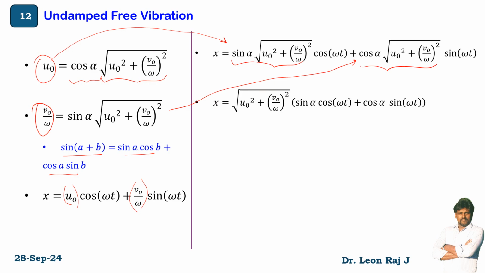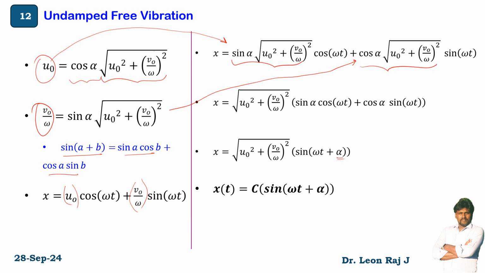Now the x response is equal to square root of u0 square plus (v0 by omega) whole square times (sin alpha cos omega t plus cos alpha sin omega t). So subsequently it is sin(omega t plus alpha). So this alpha is the phase angle. So tan alpha gives the phase angle: alpha is equal to tan inverse of (v0 by omega) divided by u0. So this whole term is converted into a constant C, and x of t, the response, is equal to C sin(omega t plus alpha).